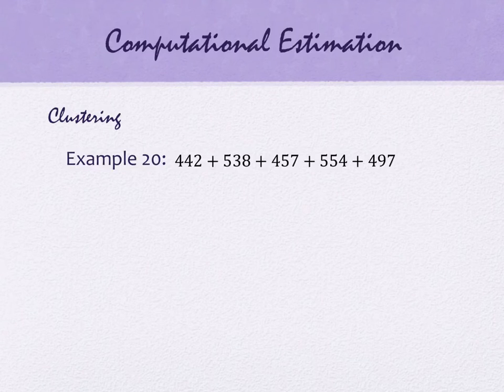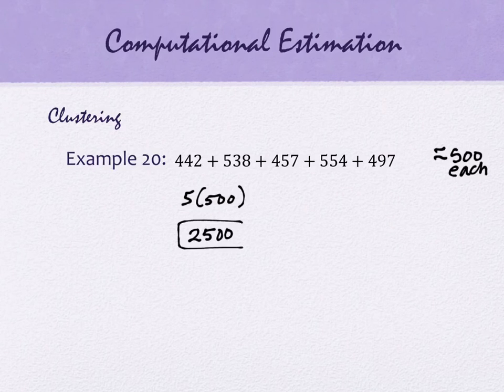What number are all these numbers pretty close to? They're pretty close to 500, right? Yeah. So each of these numbers is approximately 500, some closer than others. Clustering says they're all sort of grouped up around 500. That seems to be a reasonable approximation if I were to round all of them to the same thing. So it means I have 5 numbers that are worth approximately 500 each, and with some multiplication, I can quickly say that's approximately 2,500.